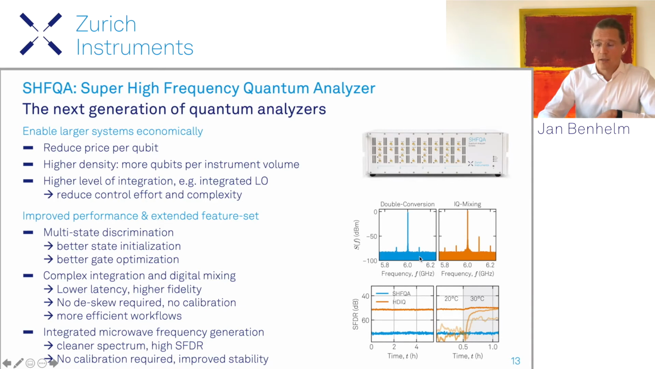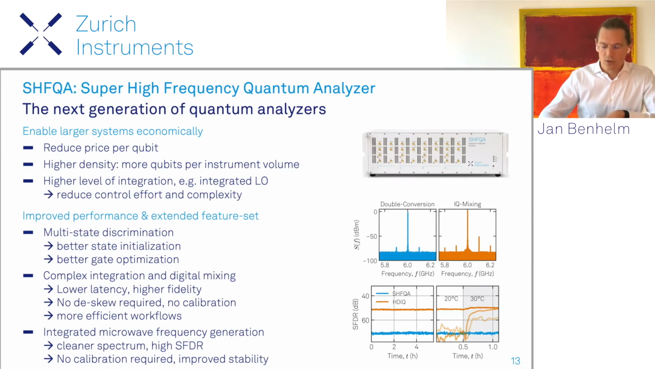Another important aspect here is the fact that these are much less prone to temperature changes. So we introduced a step of 10 degrees from 20 to 30 degrees Celsius, and you see a huge increase in spurious for the IQ mixing, whereas the situation for the new instrument is essentially stable, which makes calibration of any mixing no longer needed.